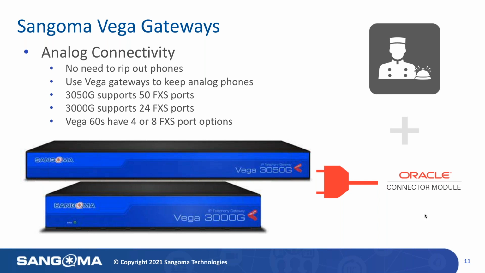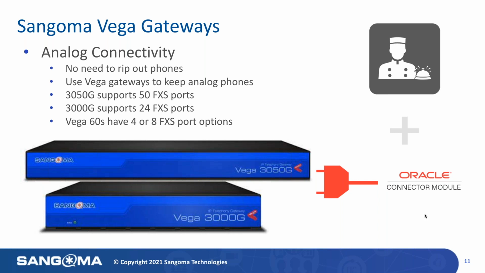Enter Vega gateways. Our Vega gateways can support up to 50 FXS ports, to allow for you to be able to connect 50 analog phones. The gateway just SIP connects back to your PBXact on the local premise or virtualized or wherever it may be hosted for you. We've got gateways that can support 50, 24, or our Vega 60s have 4 or 8 port FXS options.